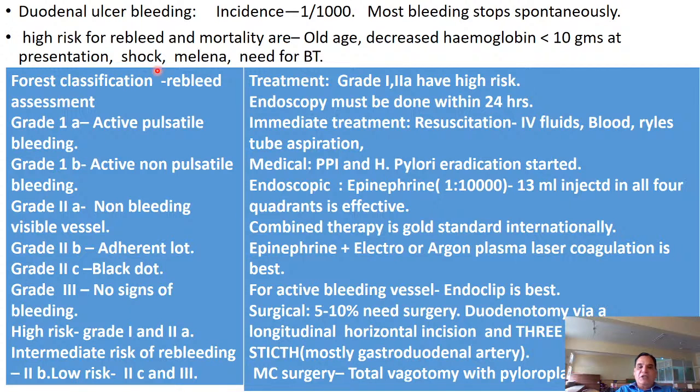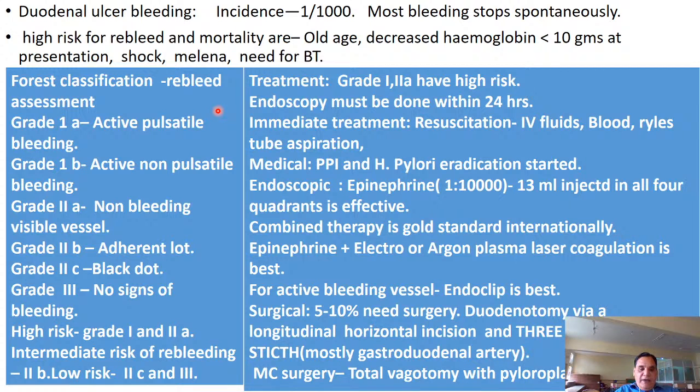So this is a classification. This is for somewhat higher rank. It is called the Forrest classification. Why is this classification important? Because it is for rebleed assessment. We classify because we want to know whether the patient is going to bleed again or not. You have stopped the bleeding. What are the chances of rebleed? That is by the Forrest classification.